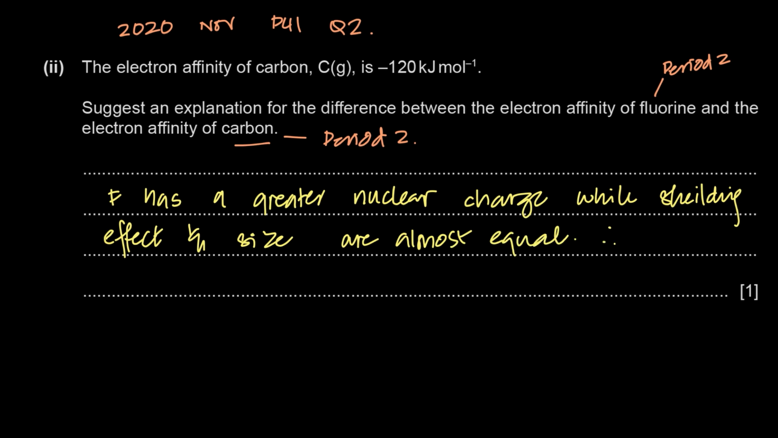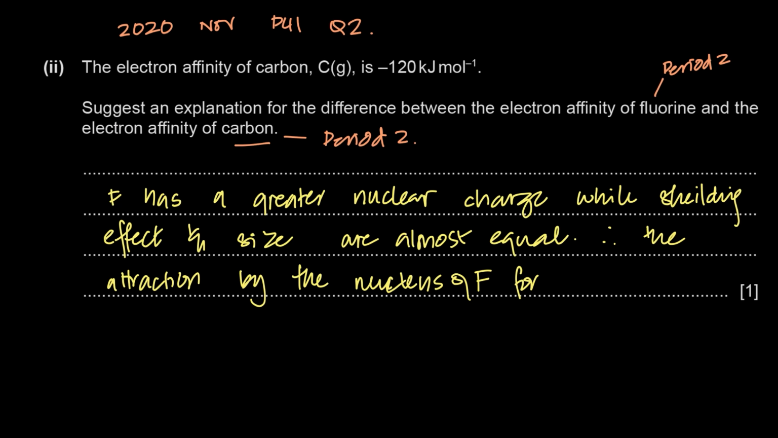Therefore, the attraction by the nucleus of F for incoming electrons is greater. For incoming, because they'll be coming inside. Incoming electrons is greater. It's all about the attraction by the nucleus. So the net attraction for the external electrons coming in will be greater. That's the words that you will use.